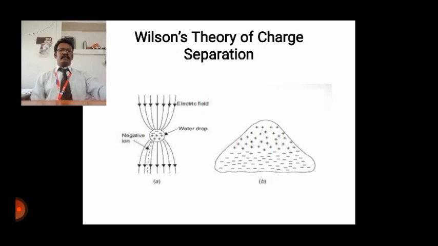Thus, according to Wilson's theory, since large negatively charged drops settle on the base of a cloud and smaller positively charged drops settle on the upper portion of a cloud, the lower base of a cloud is negatively charged and the upper region is positively charged. This has been developed by Wilson's theory, which is named Wilson's theory of charge separation.